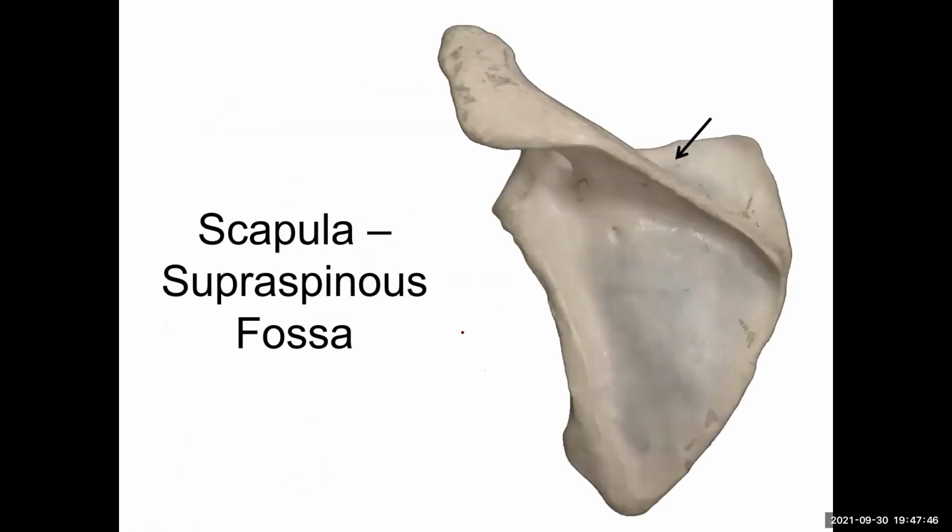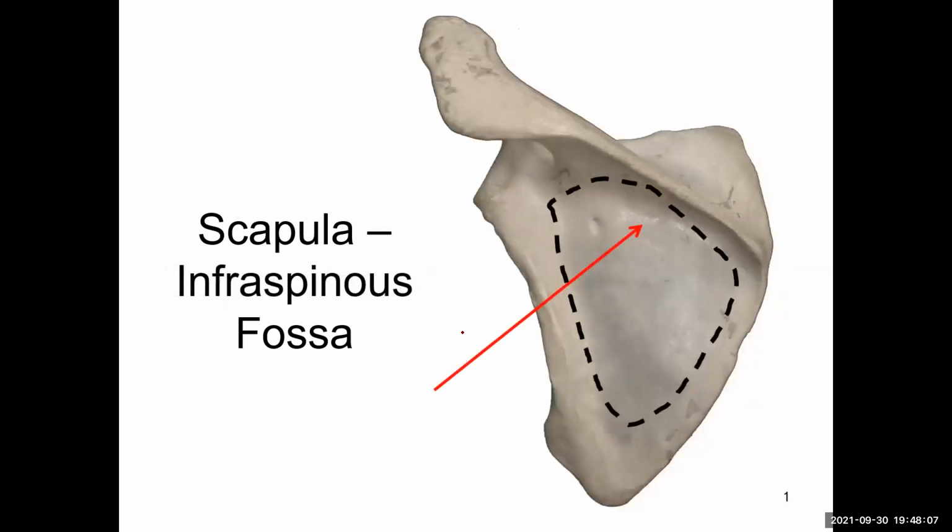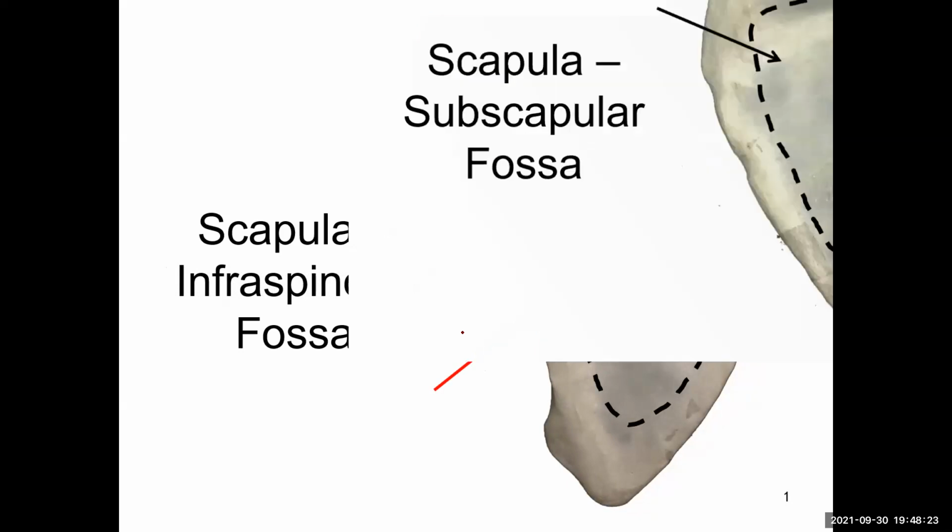So we talked about last class how there are depressions or areas on the scapula. And in these depressions and areas, we're going to find muscles. So this first one that we're looking at is the supraspinous fossa, that sits above the spine of the scapula. Your supraspinatus muscle will sit there. Below the spine is the infraspinous fossa. And that's where the infraspinatus muscle will sit. These are muscles that make up your rotator cuff. Don't worry about knowing those yet. We'll talk more about those when we get to the muscles.